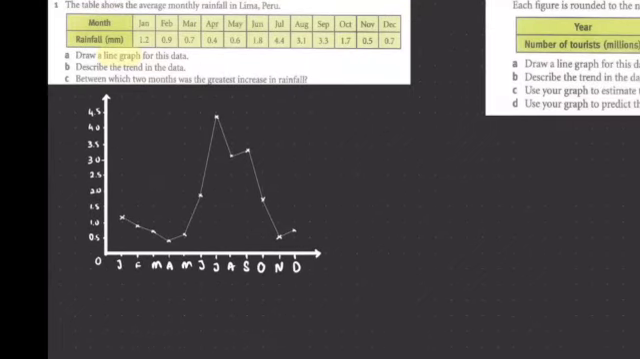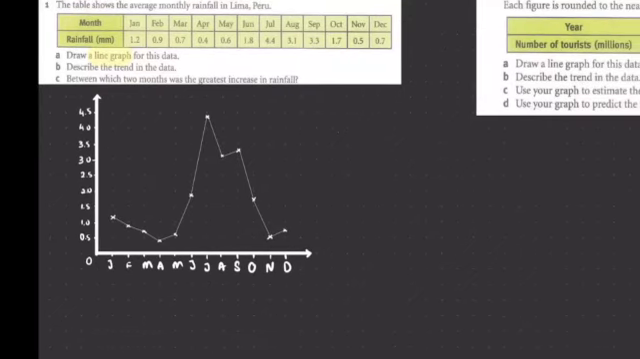All right, here. Describe the trend of the data. So you can just describe it in the sense that it decreases from January to April and increases steeply to July and decreases until the end of the year.